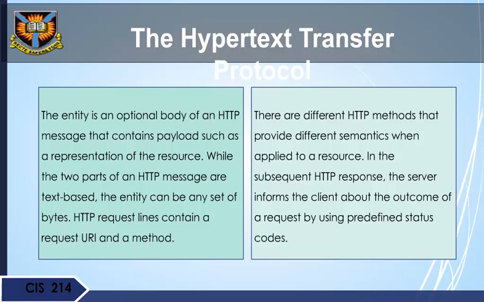HTTP request lines contain a request URL and a method. There are different HTTP methods that provide different semantics when applied to a resource. In the subsequent HTTP response, the server informs the client about the outcome of a request by using predefined status codes.